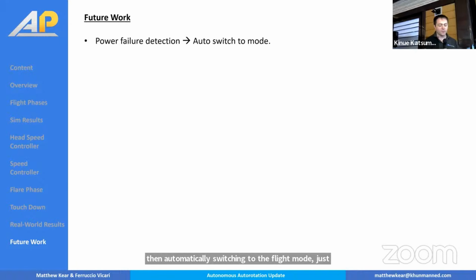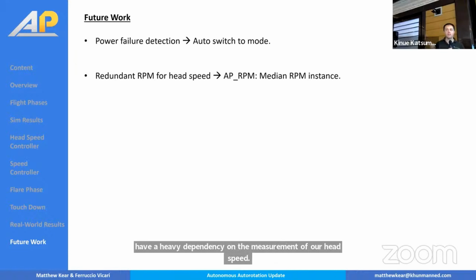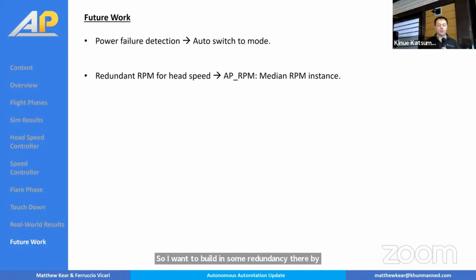I know Ferruccio has done some work in that area already, so we're going to be looking to expand on that and bring that in. Then something that I'm working on: I'm very conscious that for this to work reliably, we have a heavy dependency on the measurement of our head speed. So I want to build in some redundancy there by adding a median RPM instance to the AP-RPM library.